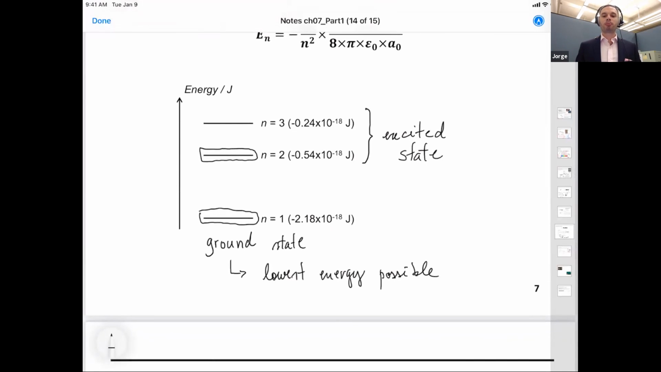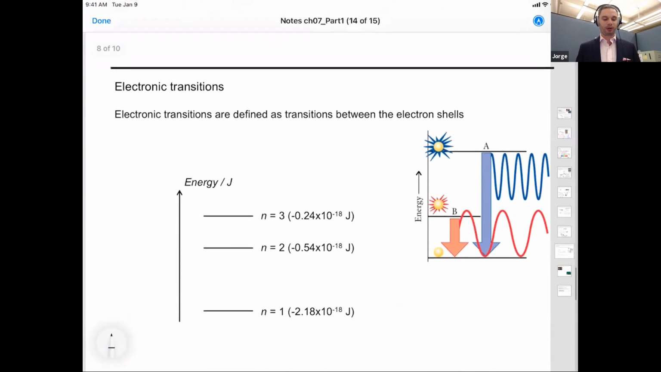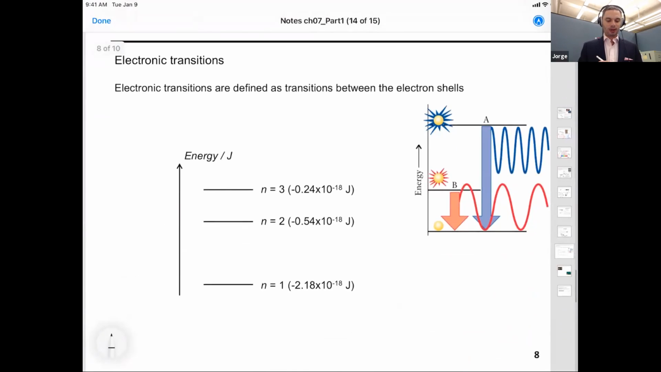Now let's start playing with the electron. Let's make the electron uncomfortable. So let's consider here, we are talking about hydrogen. Hydrogen is the simplest element, Z equals 1, therefore one proton and one electron. Okay. So that's where everything starts.